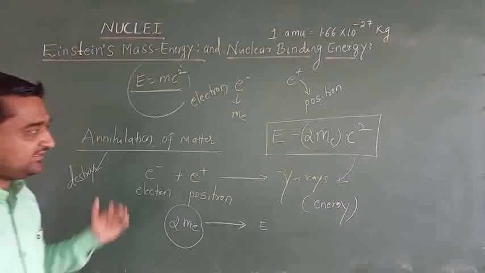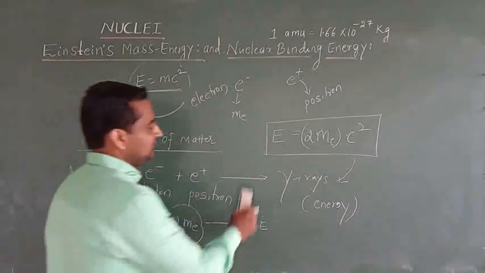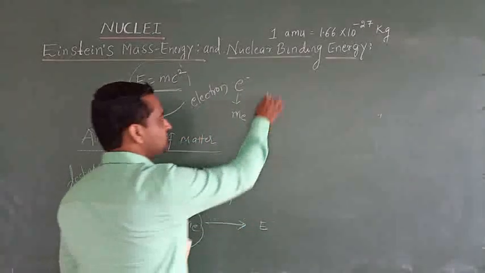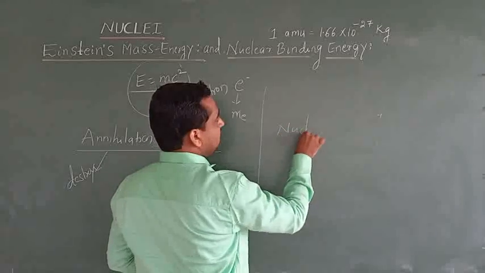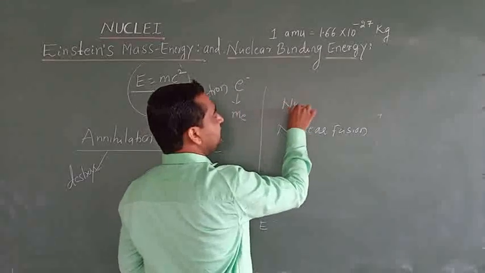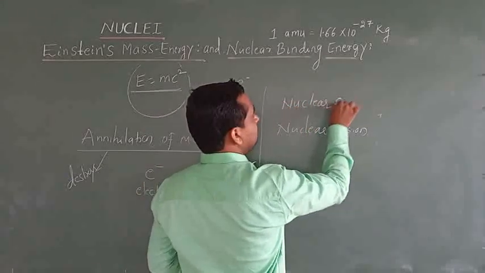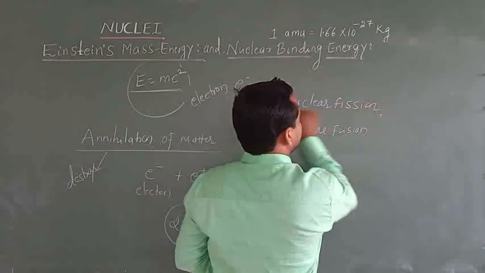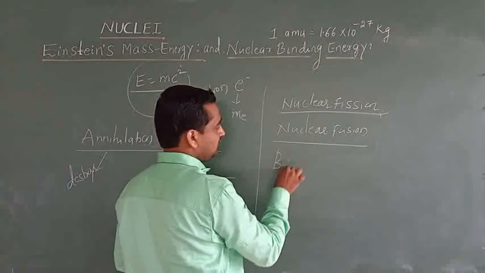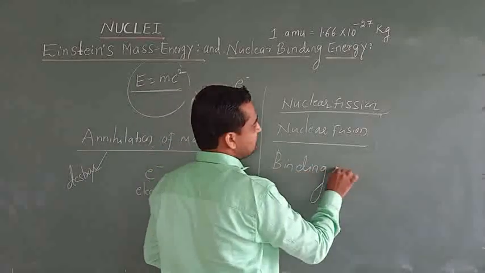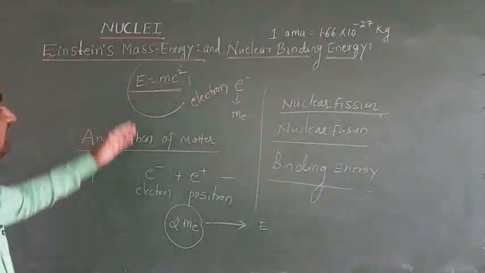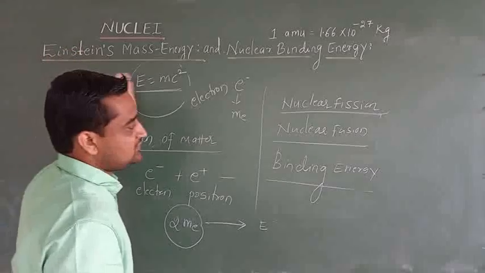Again, here we can give examples for the conversion of energy into mass. That is, we are going to explain here about nuclear fusion and nuclear fission. So nuclear fission, nuclear fusion, binding energy, all these are examples of the conversion of mass into energy.